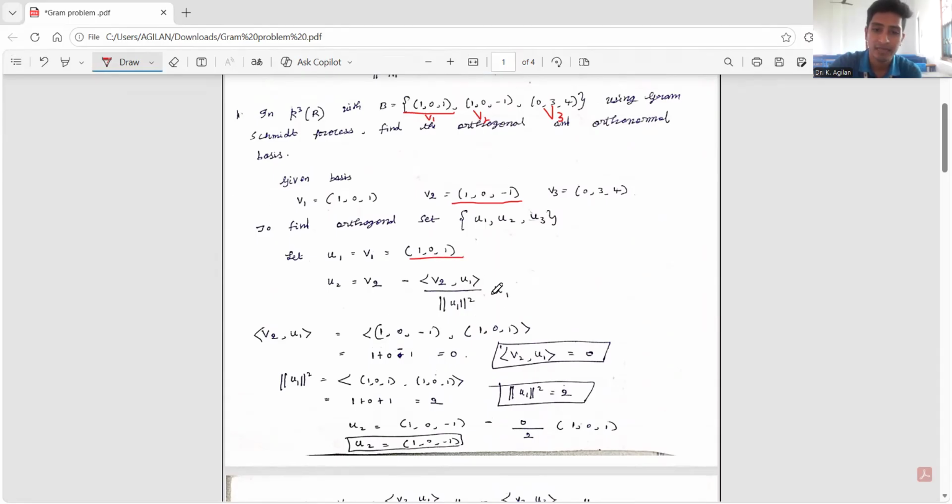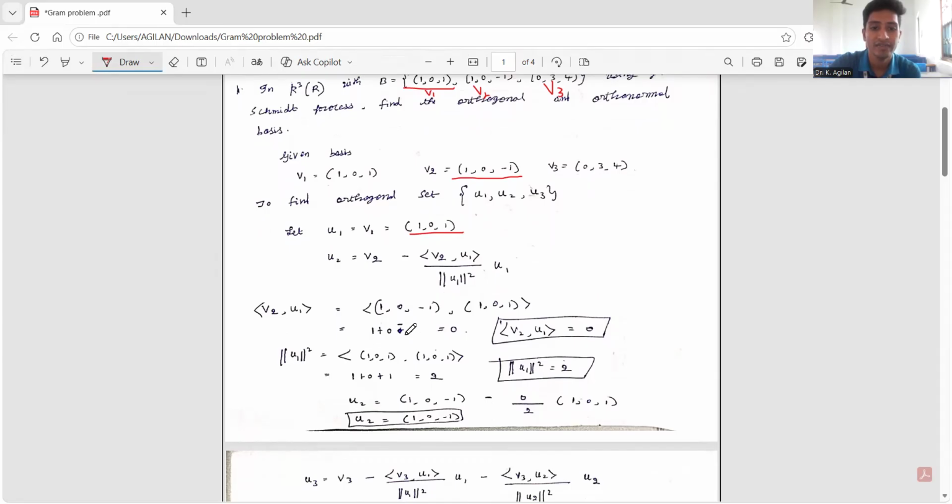And here it is simple mathematics only. Each corresponding first term, second term and third term are associated. So 1 into 1 is nothing but 1 and 0 into 0 is nothing but 0. Here both positive, so plus 0, and here positive and negative, so minus 1 into 1 is nothing but 1. So finally we found the answer is 0. So the inner product of V2 comma U1 is nothing but 0, right?